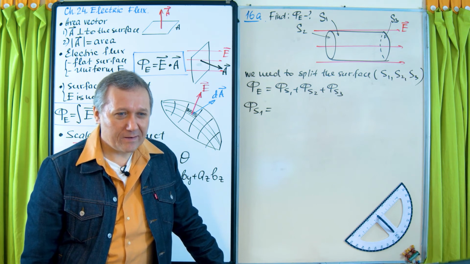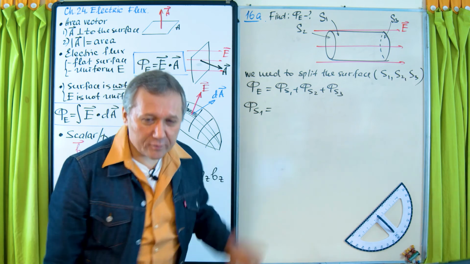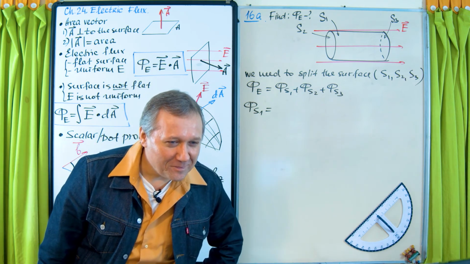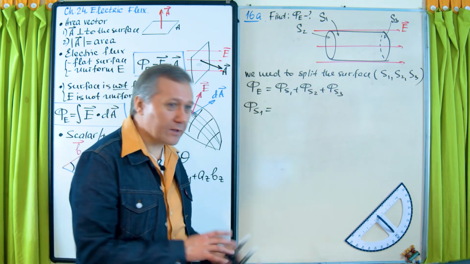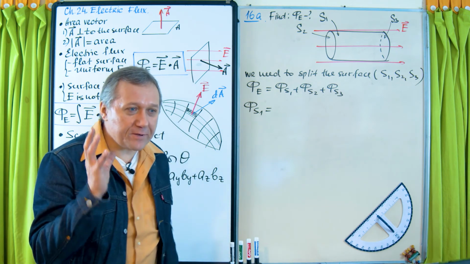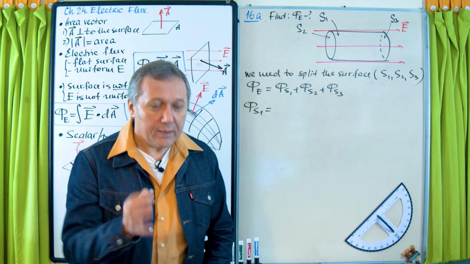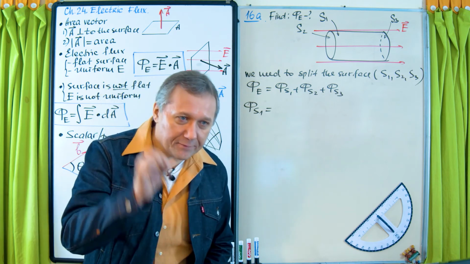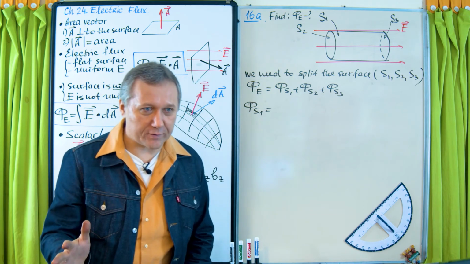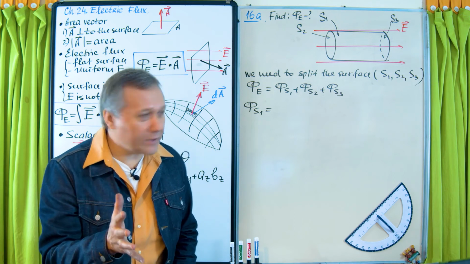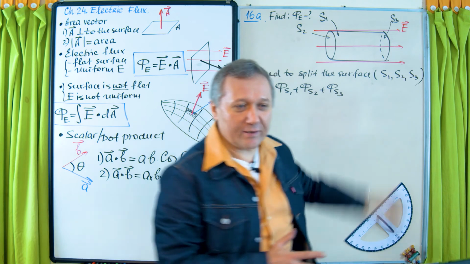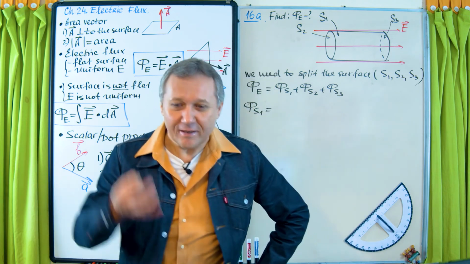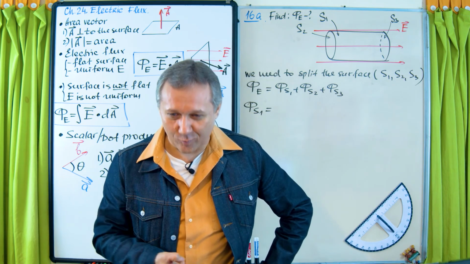I want to say 0. 0. What did you say? I said 0, but I'm not sure. 0. Why not sure? Come on, you should be really, really confident. Why? Because you remember the physical meaning of the electric flux. It's the number of electric field lines crossing the surface. But in our case, the electric field lines are parallel to this cylindrical wall, so they physically cannot cross that cylindrical wall, right?